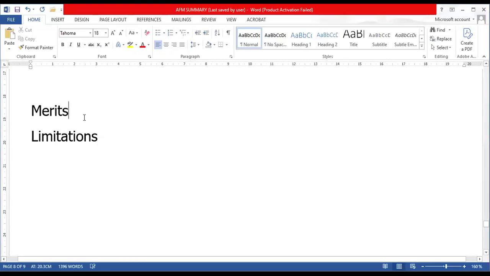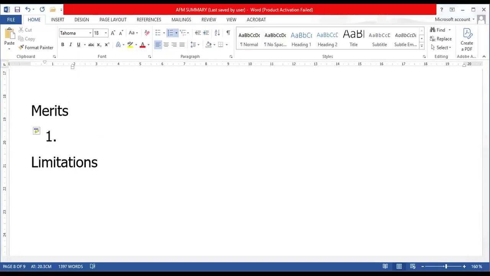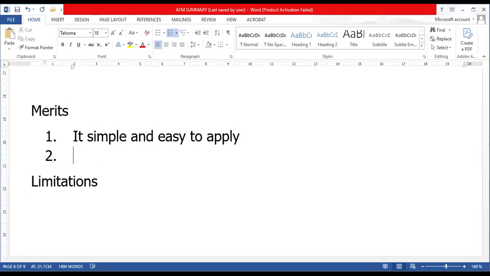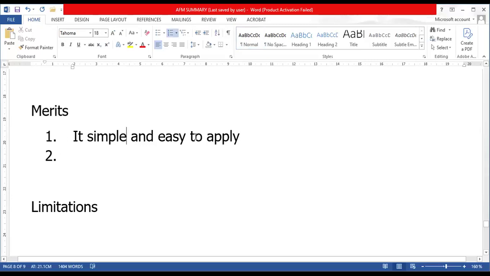So if they ask you the merits, one of the merits could be that it is simple and easy to apply. Now at this point, colleagues, don't put this point if you know that you are not going to answer the calculation question. How can you say that it is simple and easy to apply, and you cannot even use it to answer the question? There are some points you don't need to put.